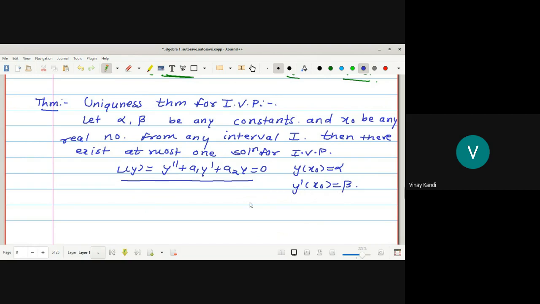Okay, any doubt in this theorem? No, sir. Existence theorem for the initial value problem, you have done it, right, all the others? Yes, sir. Somebody reply. Uniqueness.